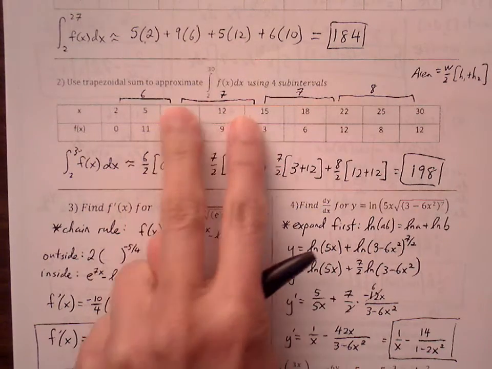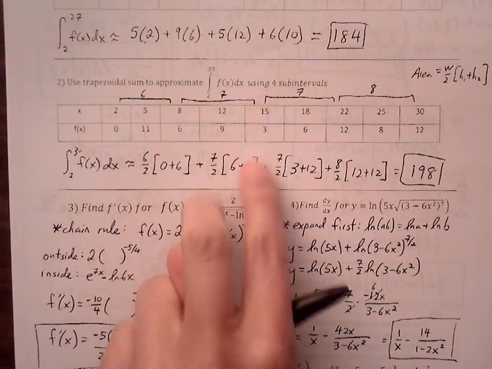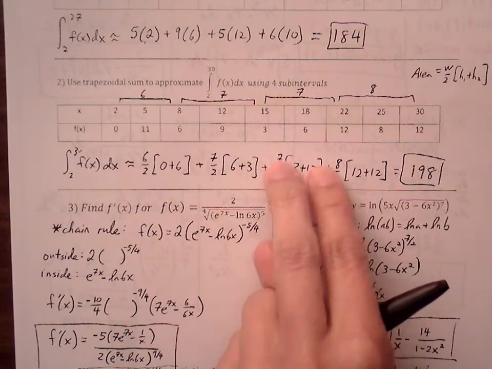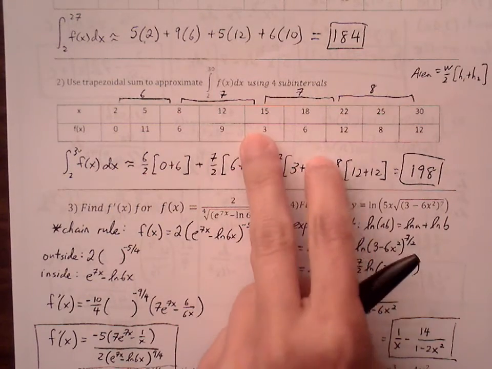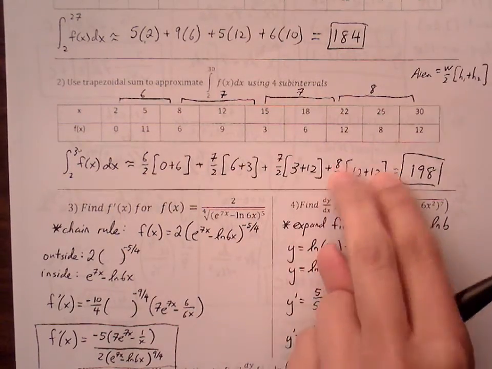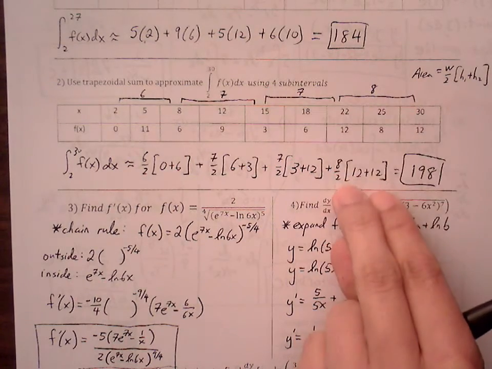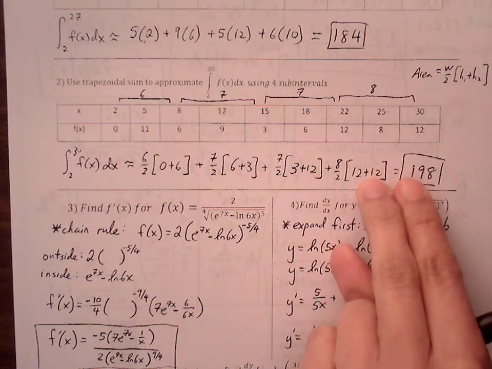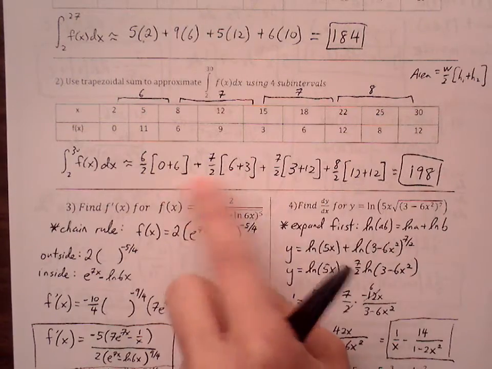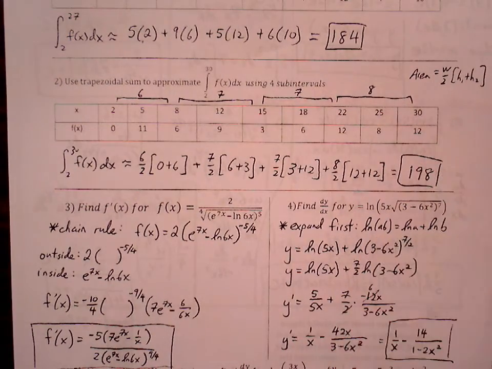Second trapezoid is 7 over 2, and then 6 plus 3. Third trapezoid, 7 over 2, and then 3 plus 12. And then last trapezoid, 8 over 2, and then 12 plus 12. Total them up, we have 4 areas of trapezoids. We get an approximation of 198.